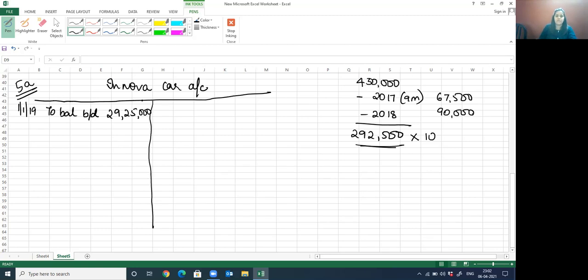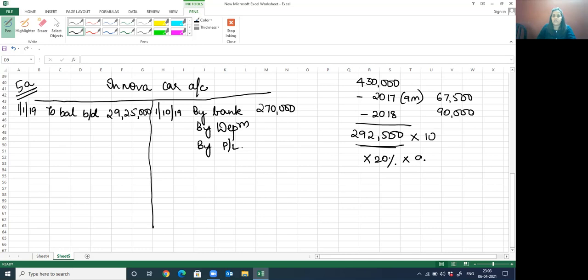Now on 1st October, one of the car is involved. So 1/10/19, whenever there is an accident or sale or anything, you have to account for 3 things: by bank, money received in bank; by P&L, profit or loss on sale, sorry, first depreciation up to the date of sale; and by profit or loss. If it is profit, we write the other side. So the insurance company paid 2,70,000 in full settlement.